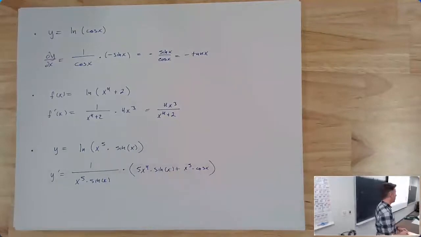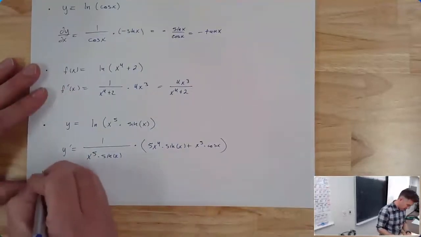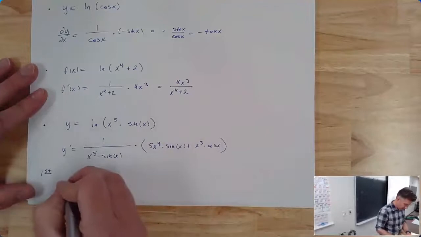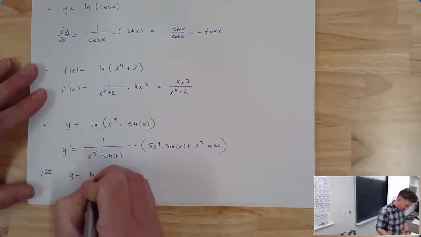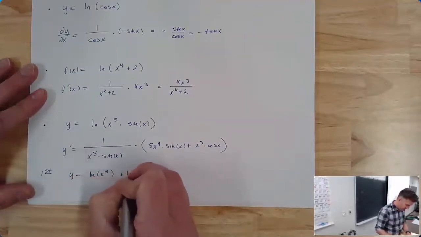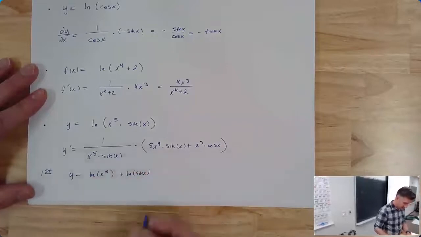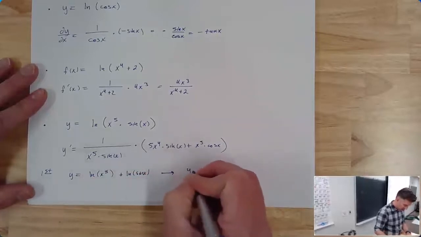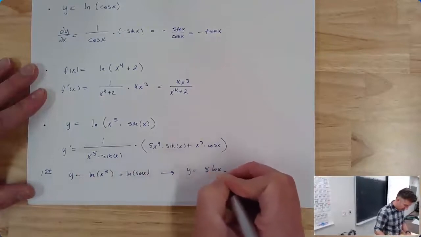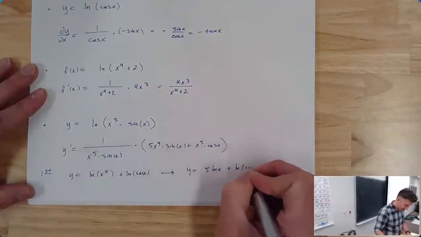It's more work than you need to do because we can use our rules of logarithms to simplify something like this before we start taking the derivative. That's kind of a general thing I should say: if you can simplify something before differentiating it, it's often a good idea to do so. So what I want to do here first instead is to rewrite my function as y equal to the natural log of x to the 5th plus the natural log of sine of x. And then go a step further and say y equals 5 times the natural log of x plus the natural log of sine of x.